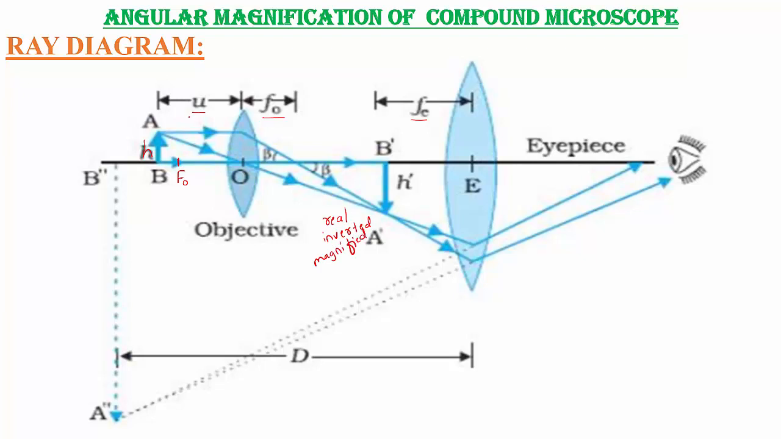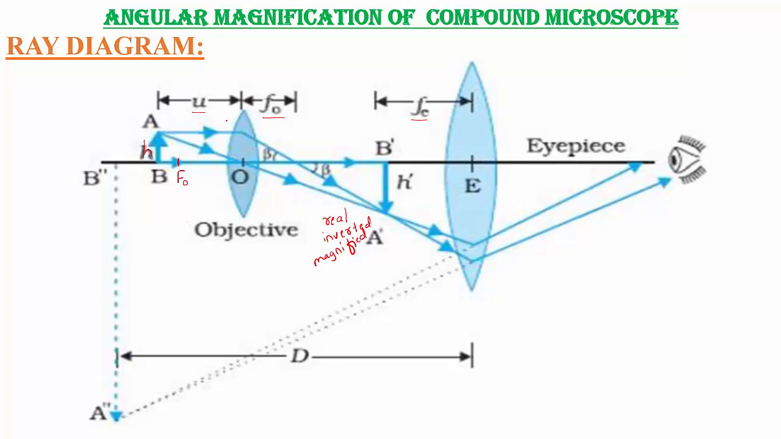You can observe the height of the object and the height of the image. So the image is enlarged compared to the object. The object is small here, and the image we got is a magnified or enlarged image. So A' B' is a real, inverted and magnified image of the object AB.